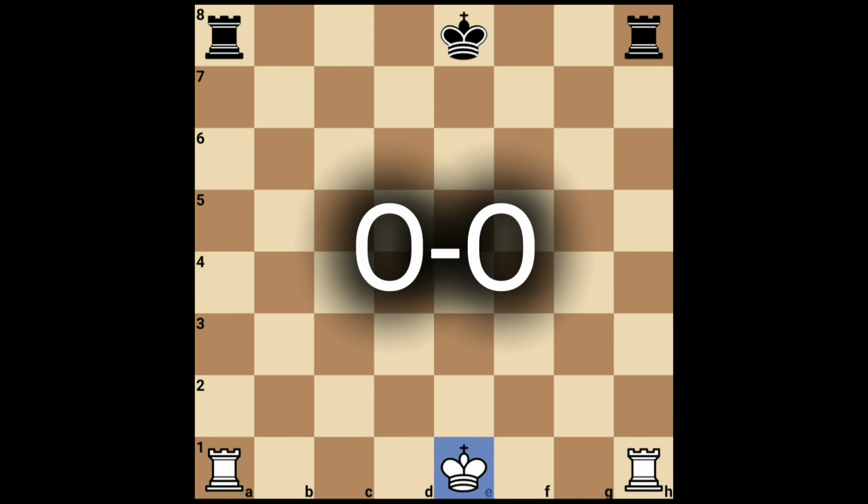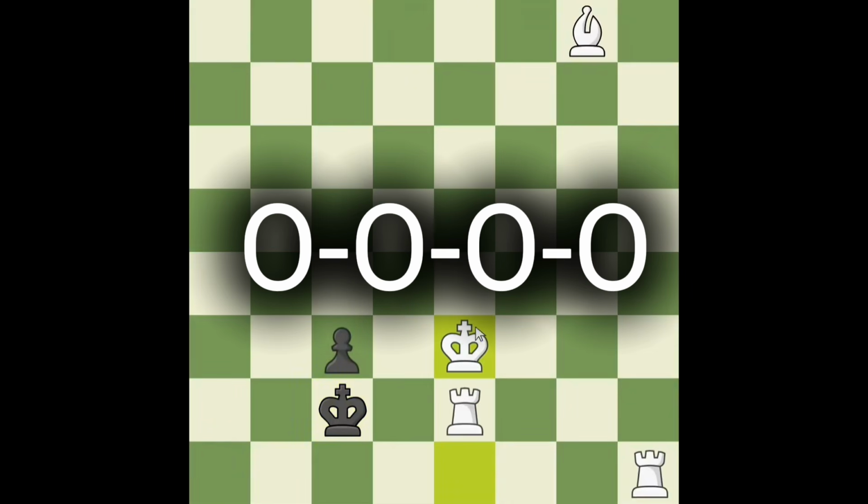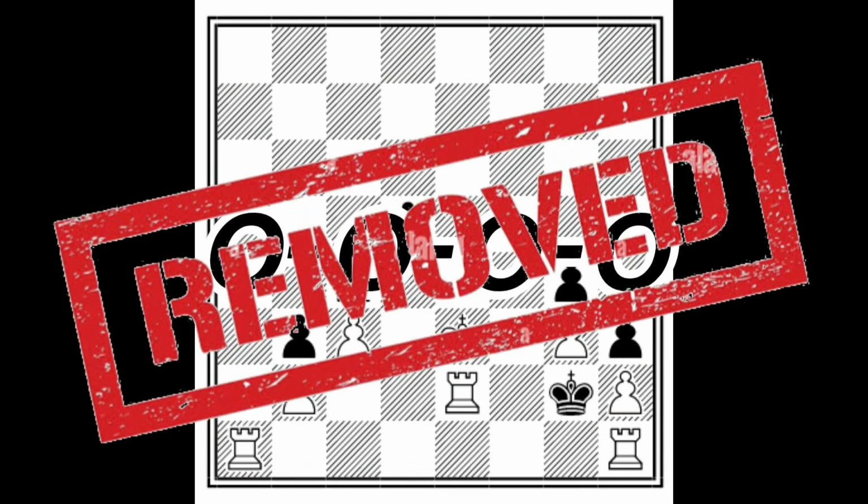Castling. This annotation represents short castling. This is for long castling. This is for vertical castling. But that has been removed from chess rules.